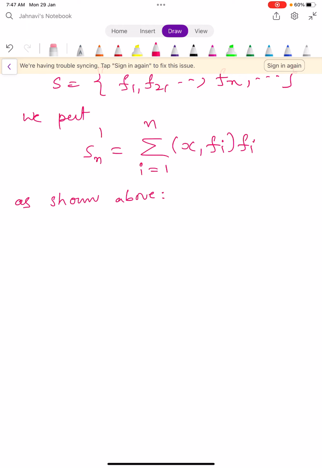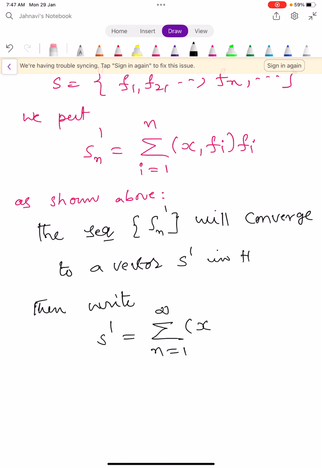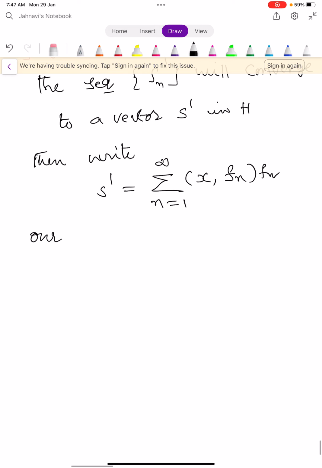The sequence Sn dash will converge to a vector s dash in capital H. Then we write s dash is equal to the summation over n equals 1 to infinity of the inner product x comma fn into fn. Our aim is to show that s is equal to s dash.